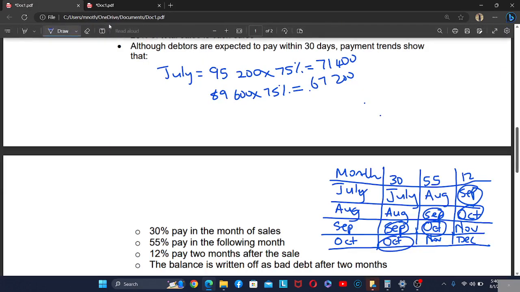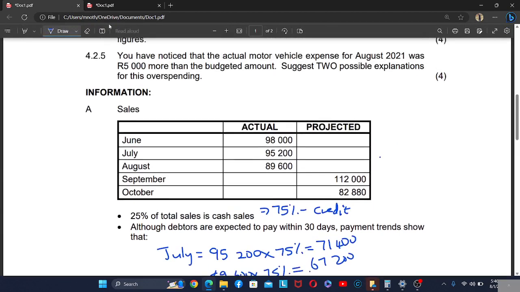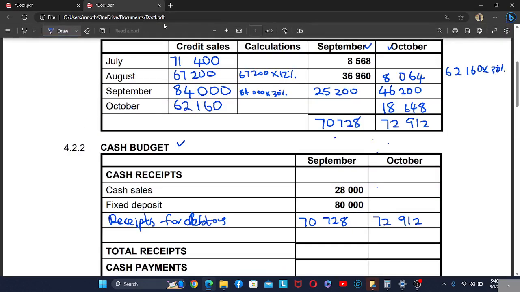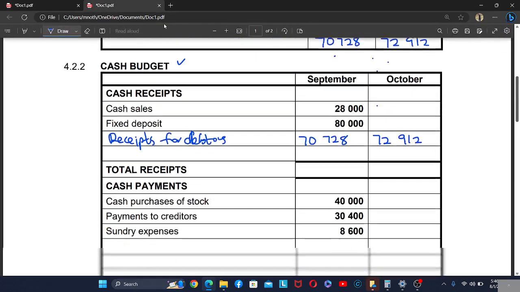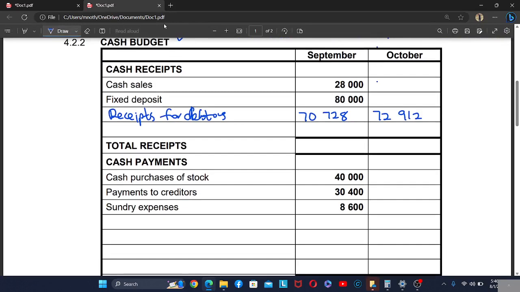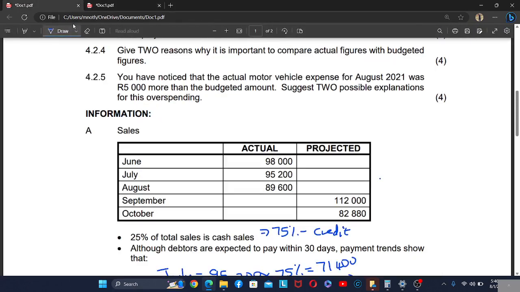Now we are done with this. In this answer sheet, the cash sales for September are given, but the ones for October are not given. So let's find the cash sales of October.